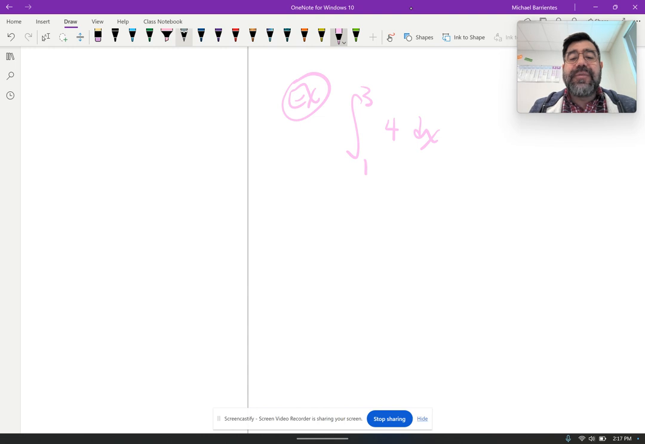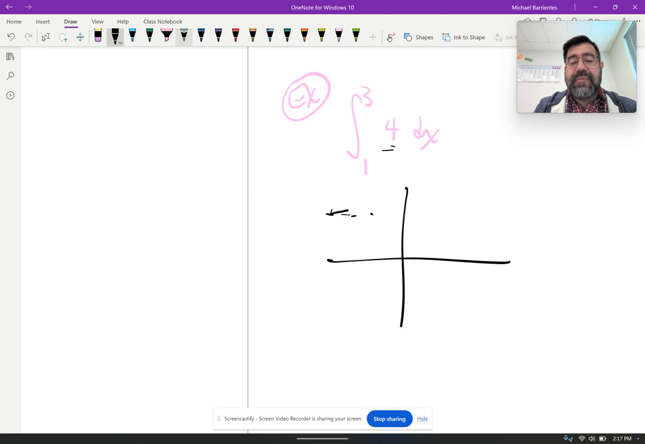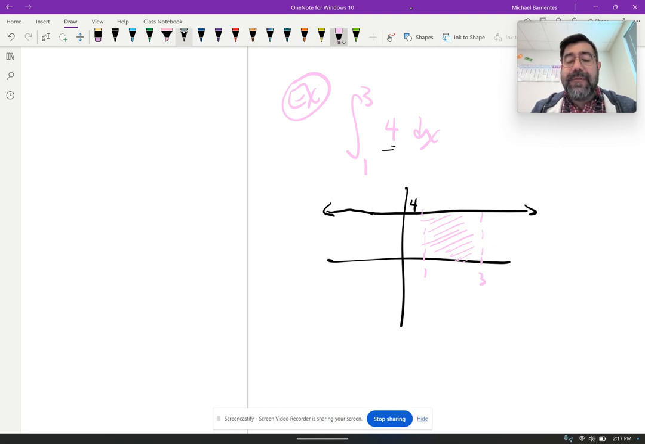What does that integrand 4 look like? It's just a horizontal line at 4. But I'm looking for the integral between 1 and 3, so that's just a rectangle. That rectangle has a height of 4 and a base of 2. I know that's 2 because it's really just 3 minus 1. That would be this distance, 3 minus 1, and then this height is just 4.